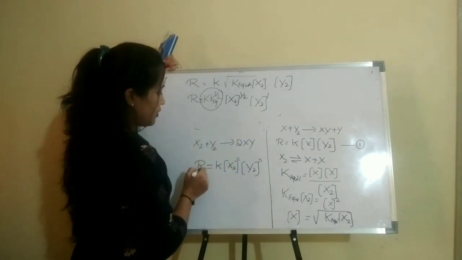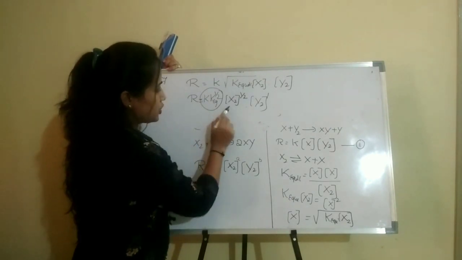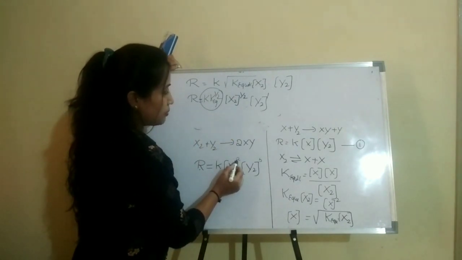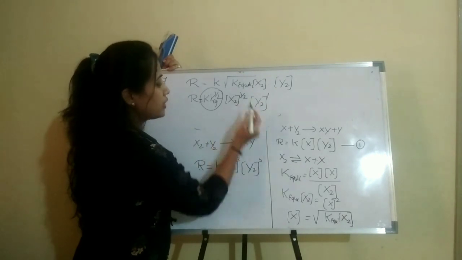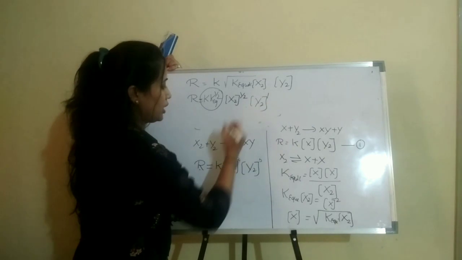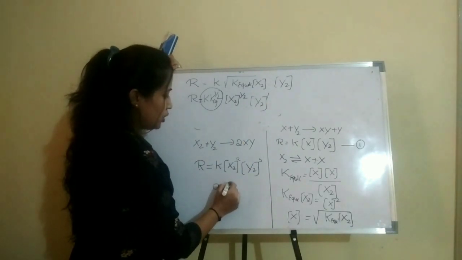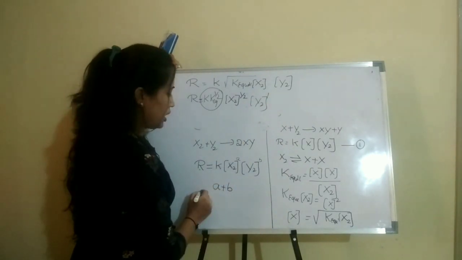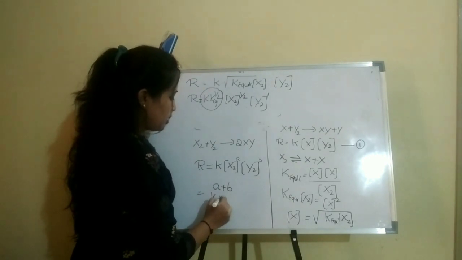Now just compare this rate reaction with the overall reaction we have written. We have R, we have K, x2, and in the place of A we have a half; in the place of y2 we have y2, and in the place of B we have 1. So A plus B is nothing but the order. So now 1 by 2 plus 1.